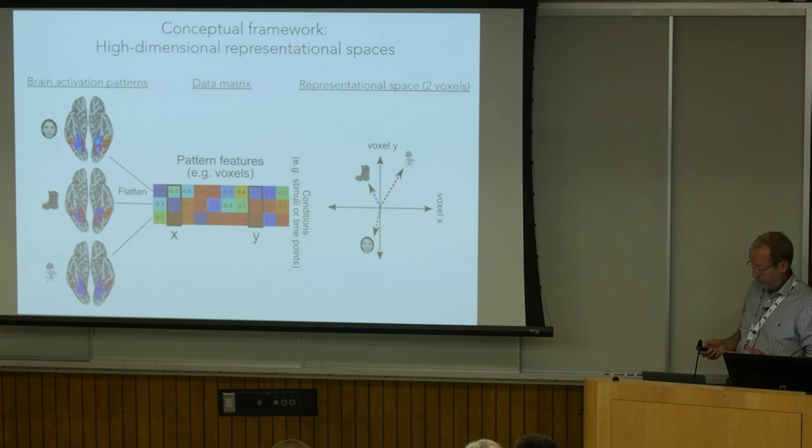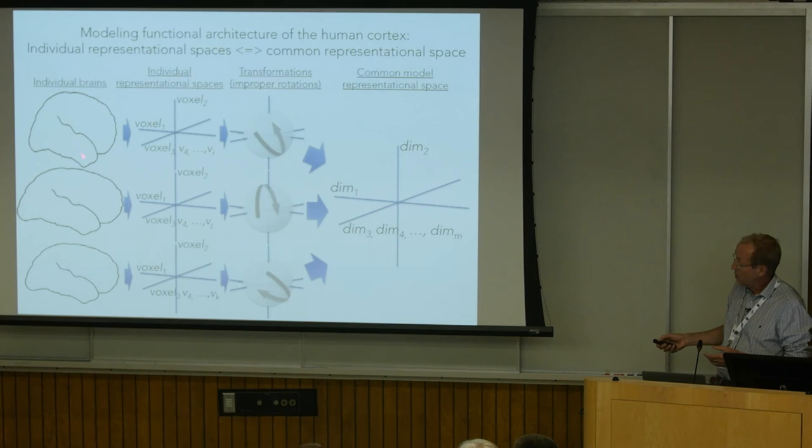And so specifically for this problem, what we want to do is take the different brains that have different shapes, different sizes, different patterns of sulcal folding, in which the voxel spaces are idiosyncratic, and find a transformation that will put them into a common space. So this is the transformation step right here. This is sort of meant to show some kind of a rotation.